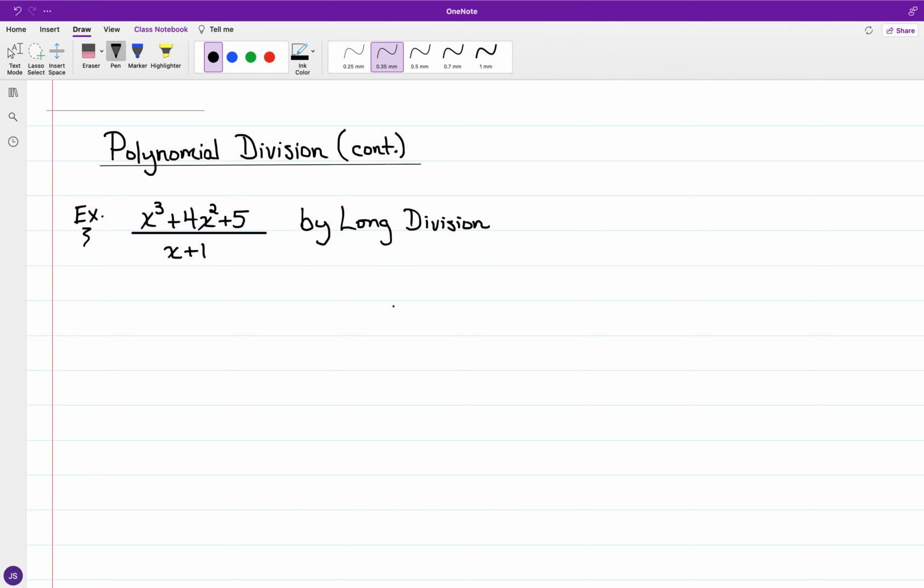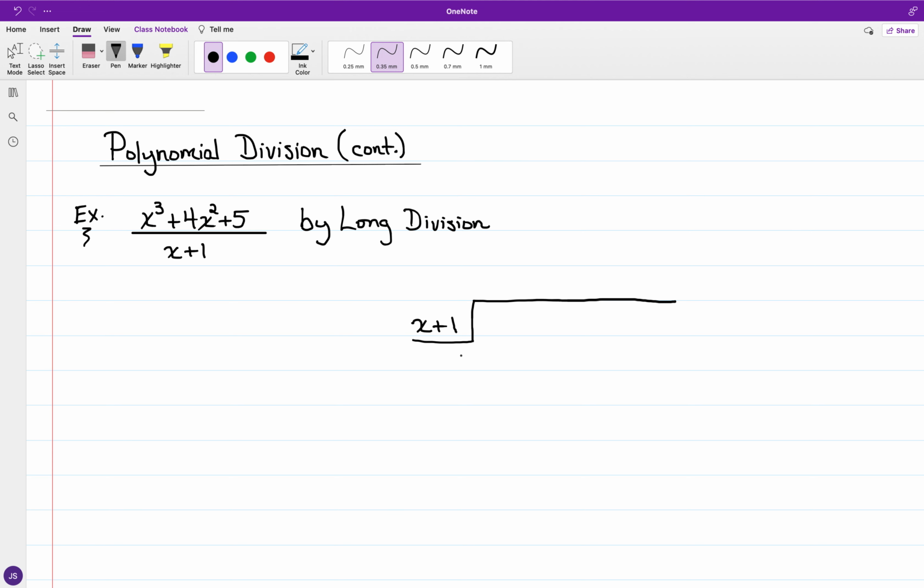In setting things up for long division, we're taking x plus 1, which is going to be the divisor, into the dividend, which is this cubic expression. Regardless of the type of polynomial division you are performing, you want all the degrees of the dividend to be represented, and if there are missing degree terms, we fill in the space with a placeholder, say the number 0.